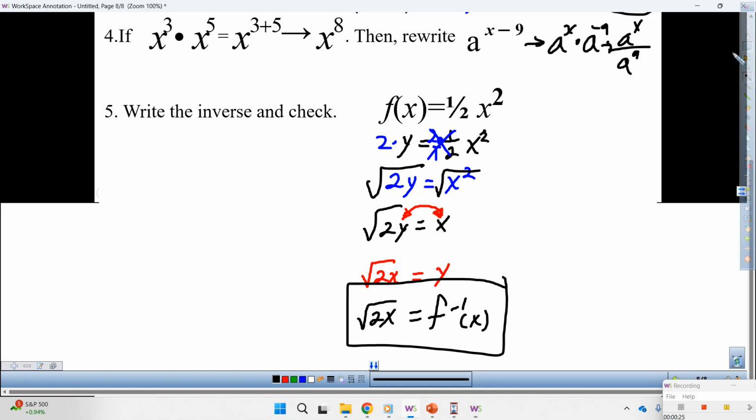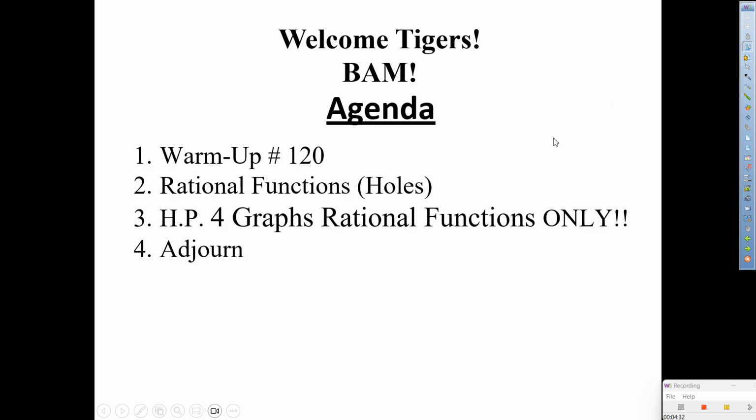All right, make sure you send that in. Here we go. Copy the agenda. Warm-up 120 done. Rational functions. Today we're going to be looking at discontinuities, or something that we call holes on the rationals. And tonight's home plate, 4 graph rational functions, 4 of them. Once you copy the agenda, go to Canvas, turn in your home plate. You had 4 graphs to do, so make sure you turn those in, please.